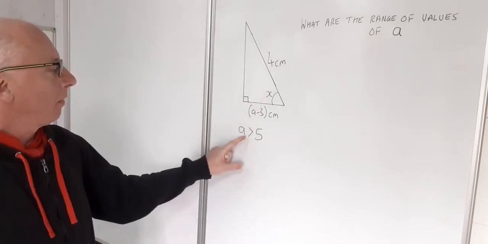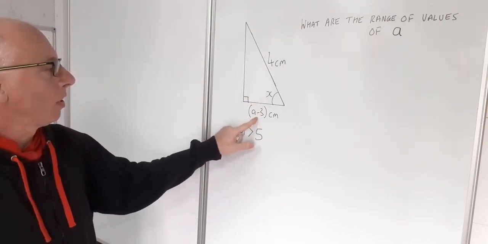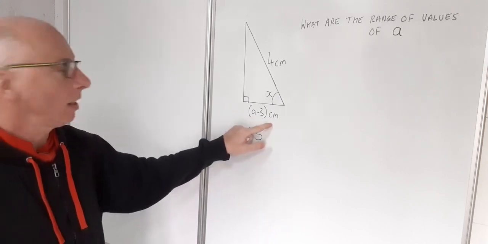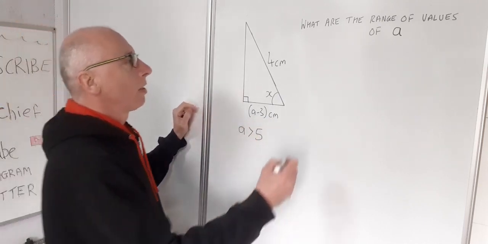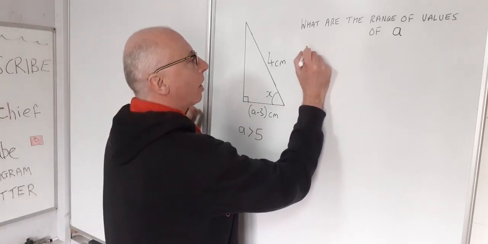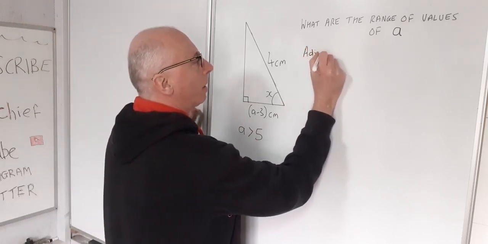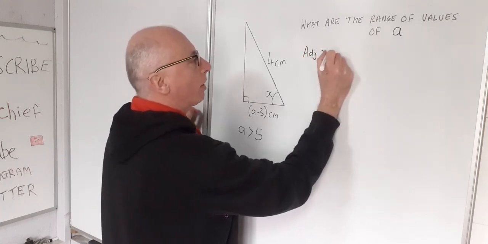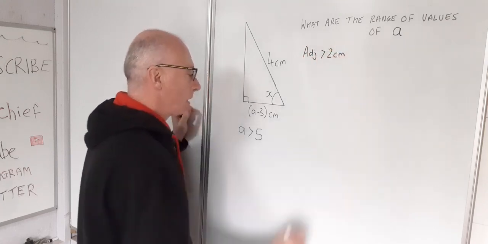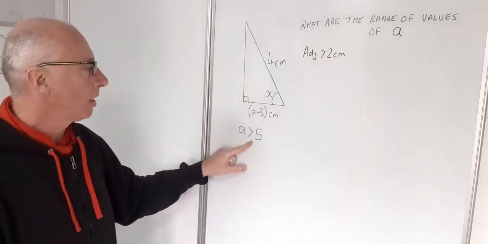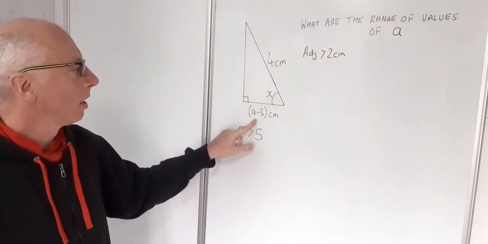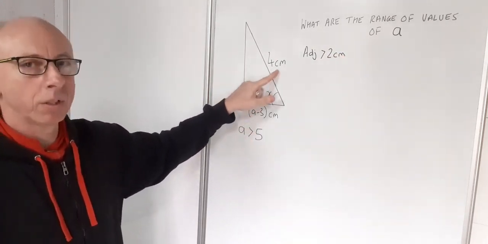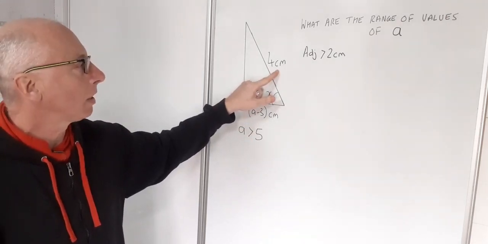Well, if a is greater than 5, we know that this side here is going to be at least 2 centimeters. So my adjacent side is greater than 2 centimeters, because I know my a is greater than 5, so it's going to be at least 2 centimeters. Now my hypotenuse is 4 centimeters.